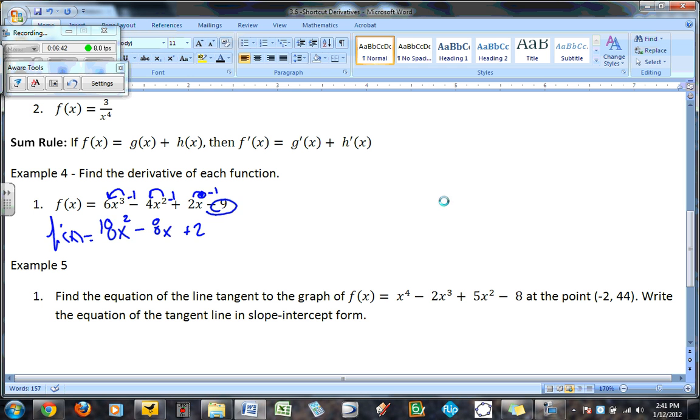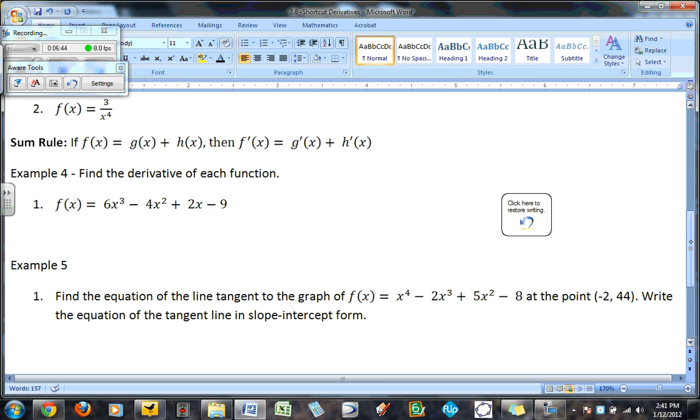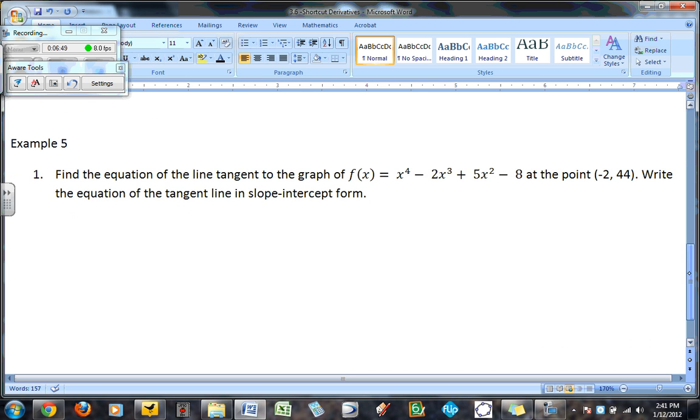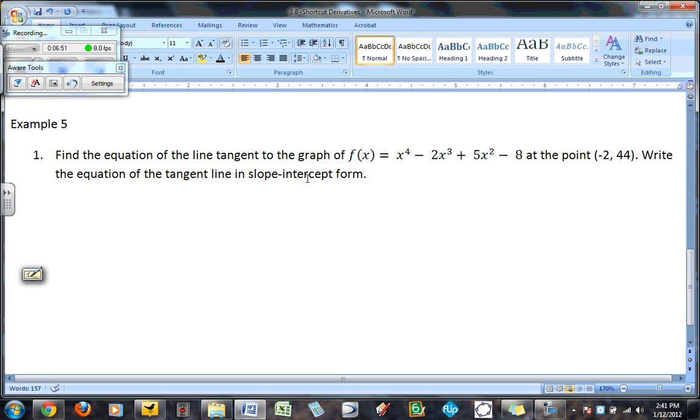The last problem I have for you, and we did some of this in the last section, we said find the equation of the line tangent to the graph at this point, and write the equation of the tangent line in slope-intercept form. We did some of that in that other section, and we knew that we had to take the derivative, but we had to do the long way of taking the derivative. Now what's nice is we're going to take the derivative to find the slope. So our first step is take derivative, and then the second step is plug in your x value to find your slope.